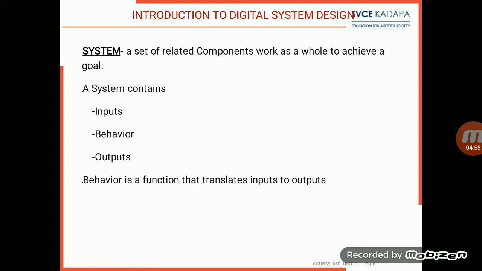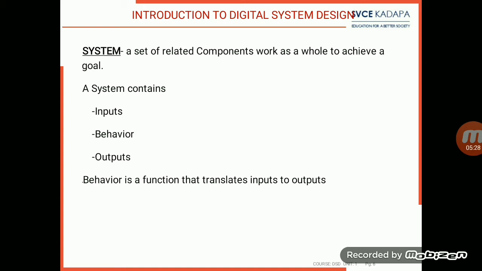Now we can go into detail. What is a system? A system is a set of components working as a whole to achieve a goal. A system consists of many components, all assembled and working together for one specific task. If the task is digital, we call it digital. The task depends upon input or output being analog or digital. Analog means it is called an analog system.